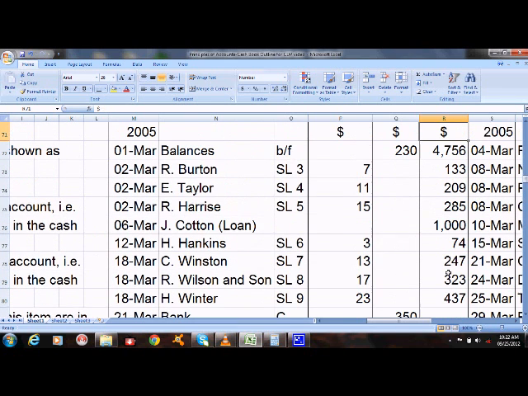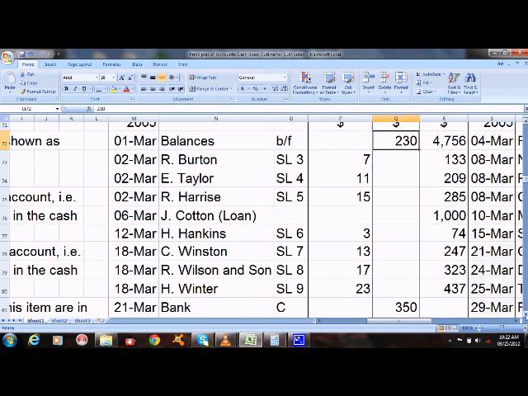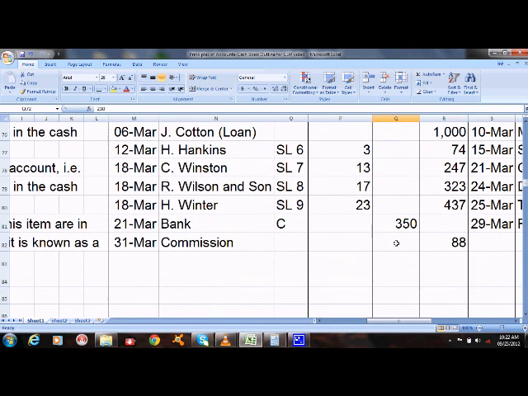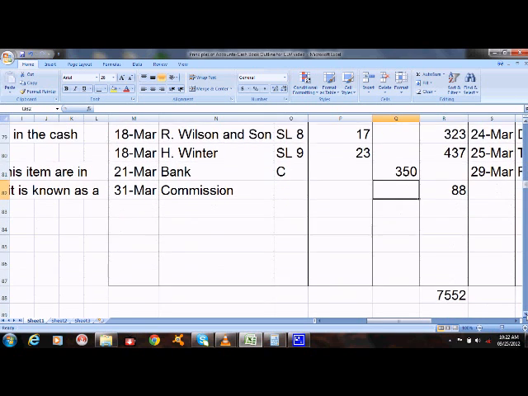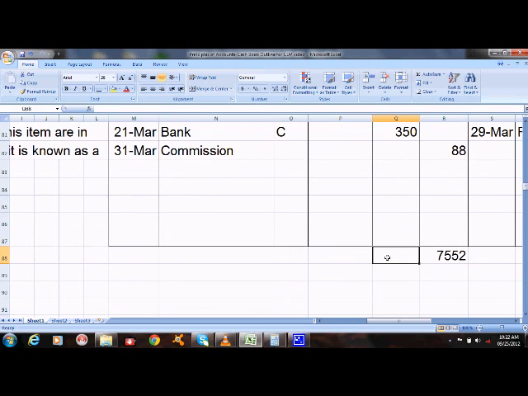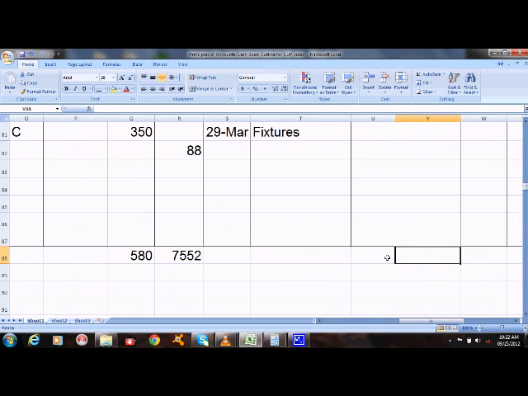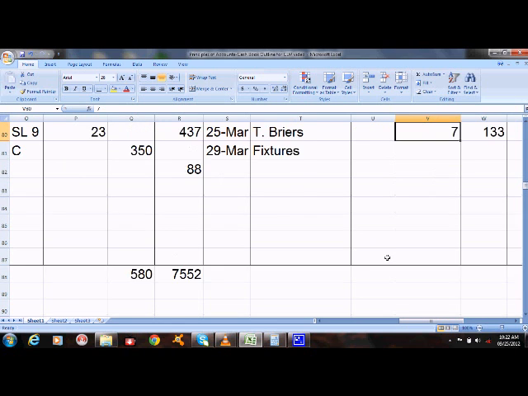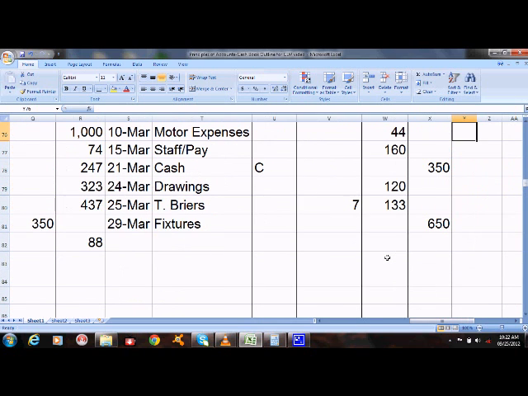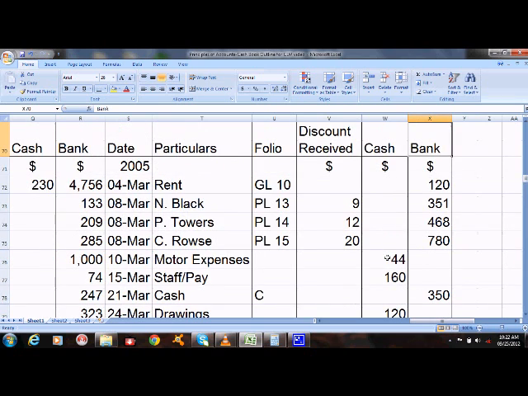Now let's check the cash column. We have 230 and we have 350, and 230 plus 350 gives you 580, right? It gives you 580. We're not going to write the 580 right there as yet. Reason being, if you look at the other side of the cash book, look at both the cash column and the bank column, what is it saying?